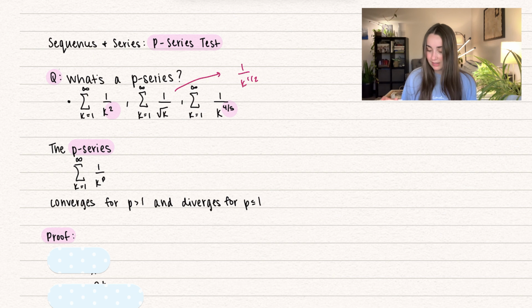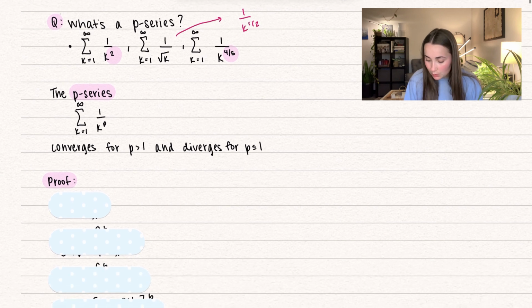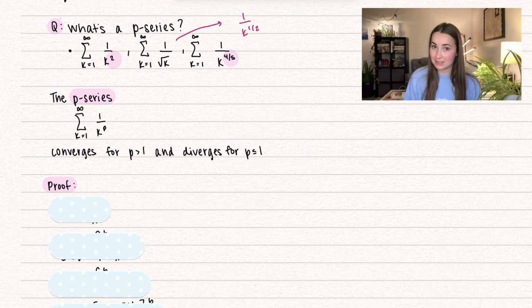So here we have the P series, the summation k equals 1 to infinity of 1 over k to the power of p. This converges when p is larger than 1, and it diverges when p is less than or equal to 1. If p is equal to 1, then we have the harmonic series, which does diverge. But let's go ahead and figure out these cases. Why does it work this way?